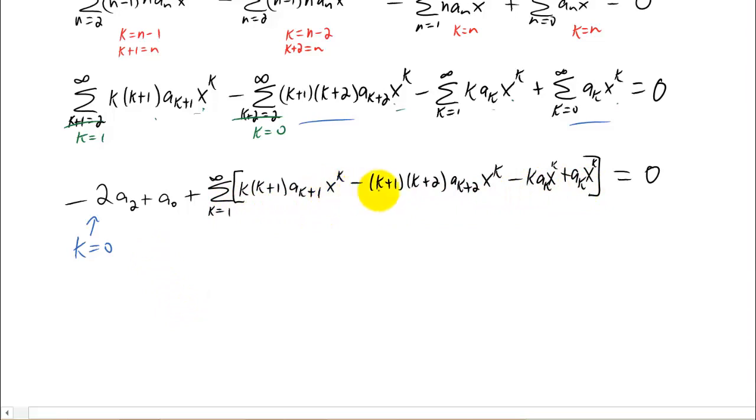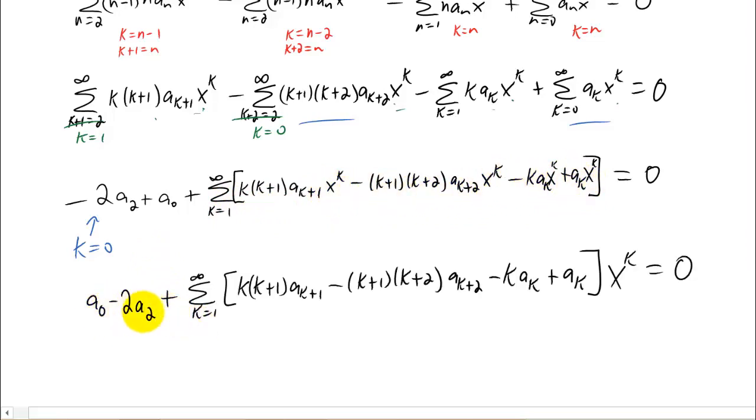And now we can factor out an x to the k. So really this line right here is just some gigantic polynomial. The whole thing has to be 0, so every coefficient in this polynomial has to be 0. Meaning our constant term right here has to be 0. And the coefficient of every other term, which is all included right here, has to be 0 as well.